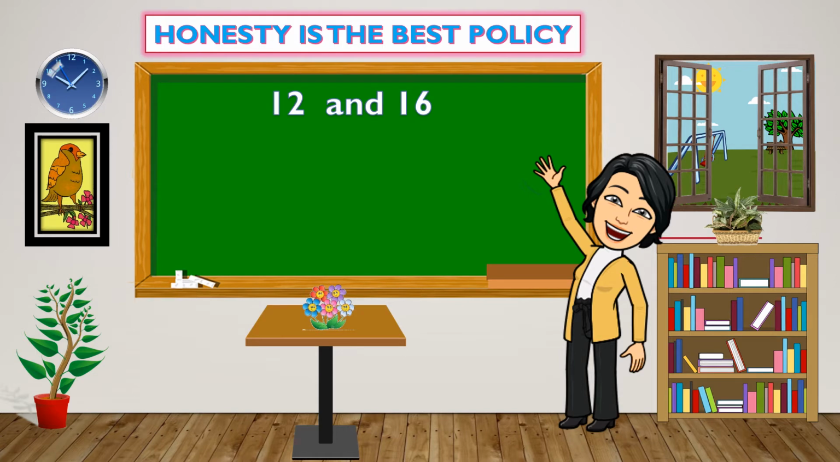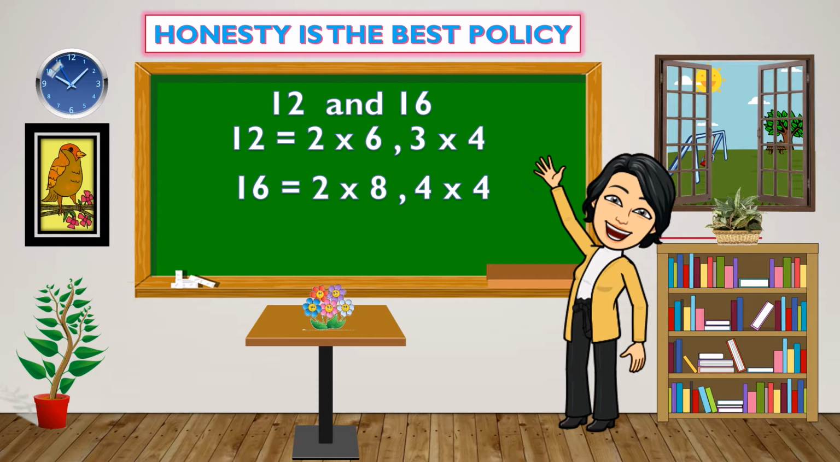Example, what is the greatest common factor of 12 and 16? First, find the factors of 12. The factors of 12 are 2 times 6 and 3 times 4. While the factors of 16 are 2 times 8 and 4 times 4.